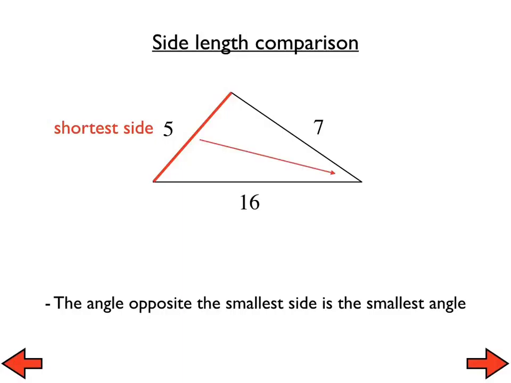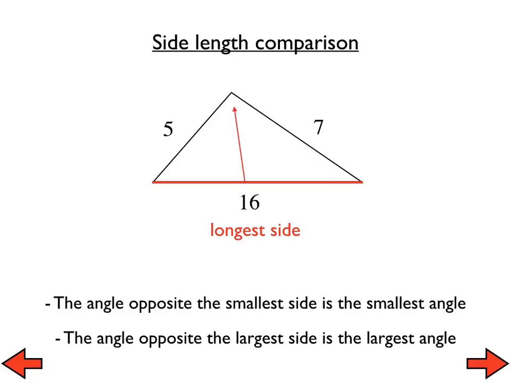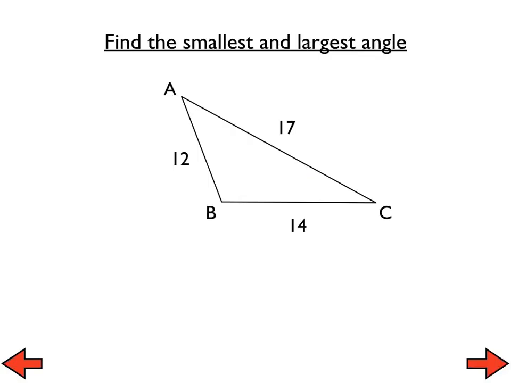Shortest side is opposite the smallest angle. The longest side is opposite the biggest angle. Yeah? Works both ways. Here's the one on your notes. I want to know the smallest and largest angle, so you have to look at the sides. Which one's the shortest side? It's 12. So which one is the smallest angle? Angle C.